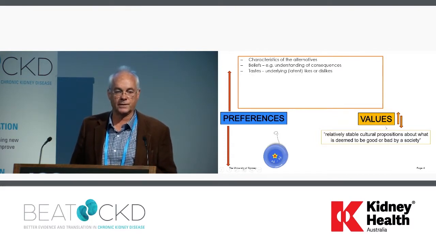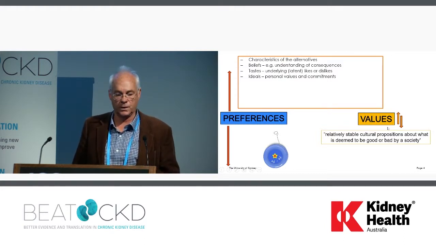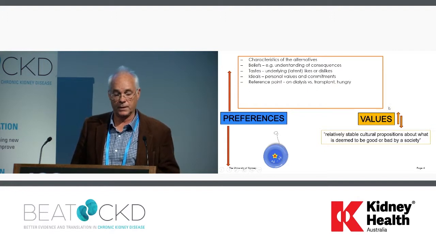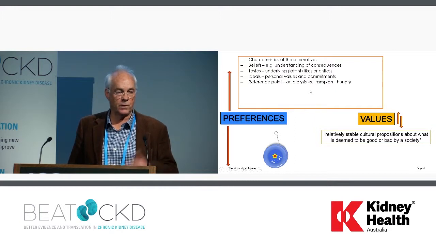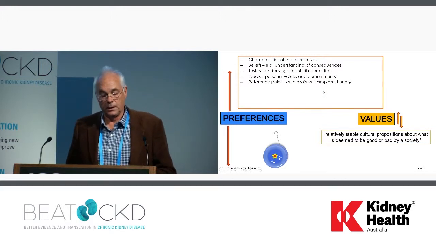Tastes. We all have underlying tastes, likes and dislikes. That's going to influence our preferences. Ideals, a little bit like values, but we'll have personal values and commitments that might make us have certain preferences and make certain choices. Our reference point. By that I mean your state of health. For example, on dialysis versus transplant, you might have quite different viewpoints as to preferences and outcomes. And we all know if you're hungry going into the supermarket, your preferences are quite different if you're full.